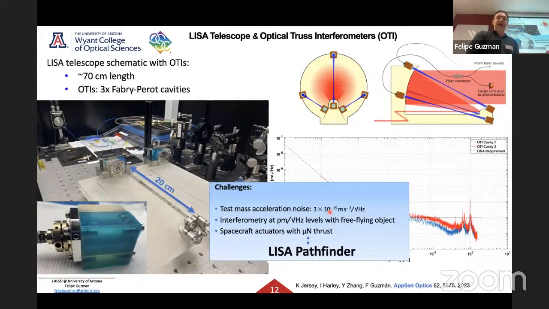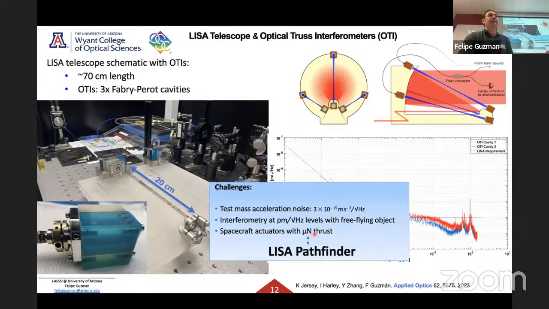hertz. The other thing that we needed to test is picometer level interferometry with free-flying objects, because we can test picometer level interferometry here on ground, as I just showed you. And then, of course, all the actuators on the spacecraft to ensure that we can achieve this residual acceleration noise.